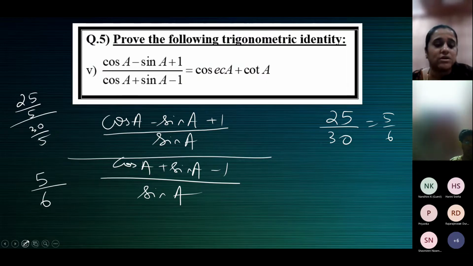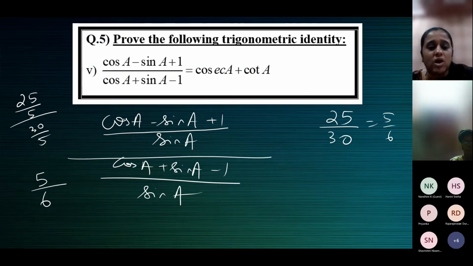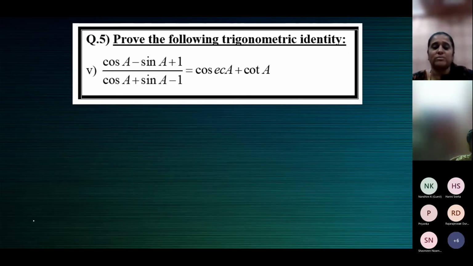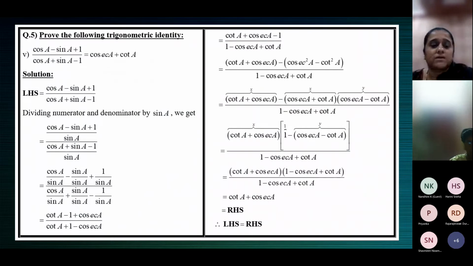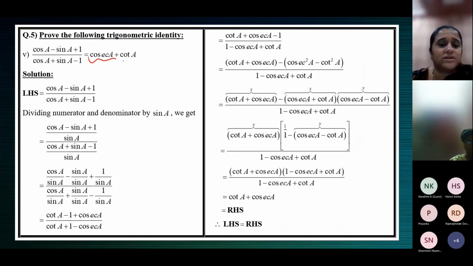So when you divide the numerator and denominator by sine A, what do you get? Cos A by sine A, cot A, sine A by sine A is 1, 1 by sine A is cosecant A. Yes, it works. We are getting cot A and cosecant A, which is in the RHS, because the RHS is made up of cosecant and cot.